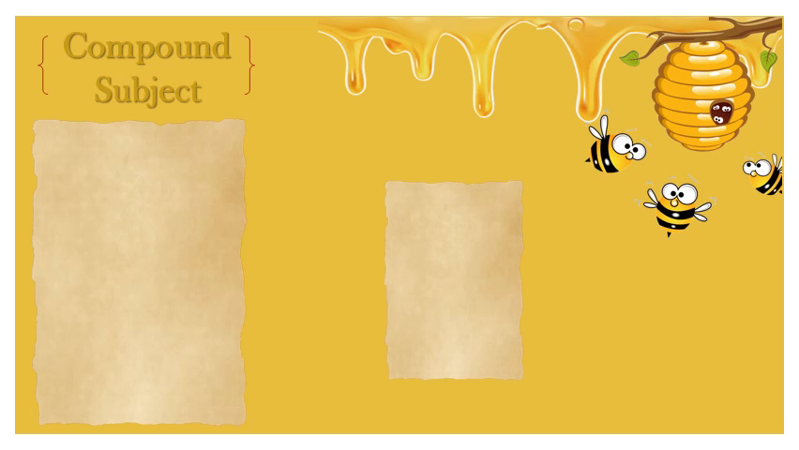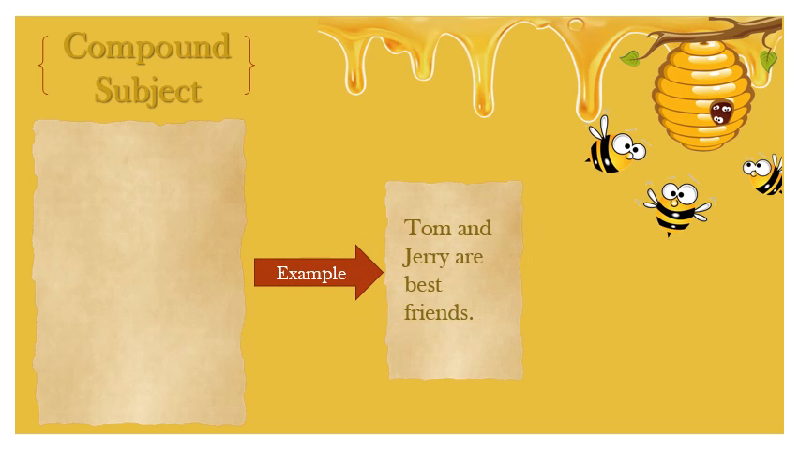Okay, guys, so now we have finished the simple and complete subjects and predicates. We have to move to the compound subjects and predicates. Let's start first with the compound subject. Let's take the example first of all. Tom and Jerry are best friends. What is the subject here? Who or what is the sentence talking about? The sentence is talking about Tom and Jerry. Okay, so the subject is Tom and Jerry.